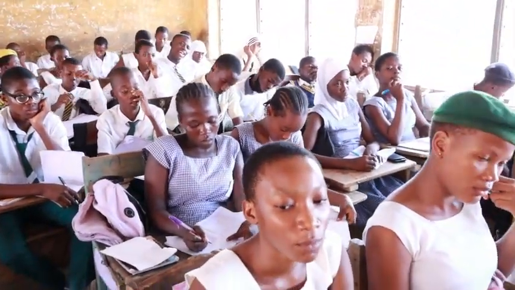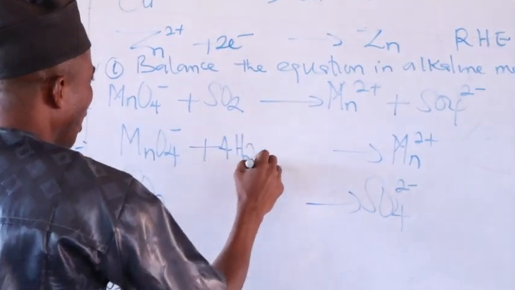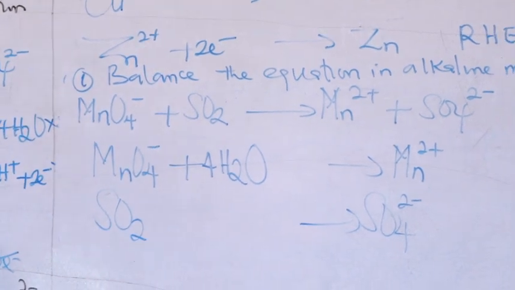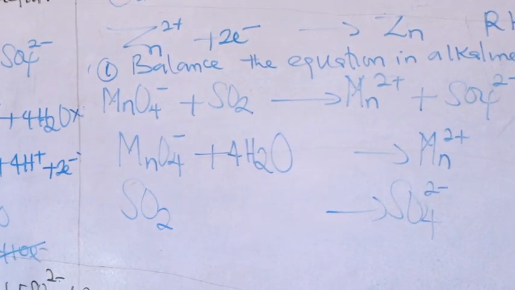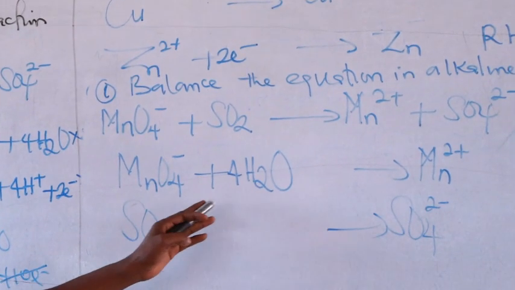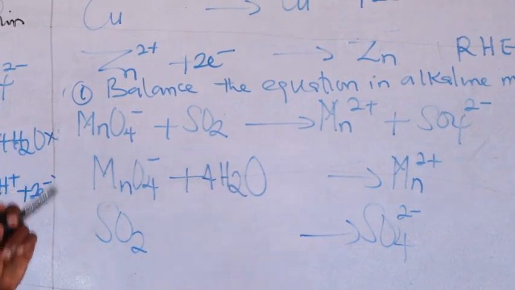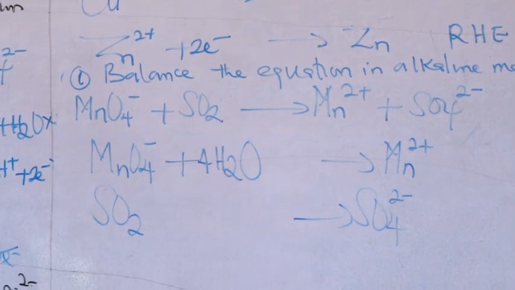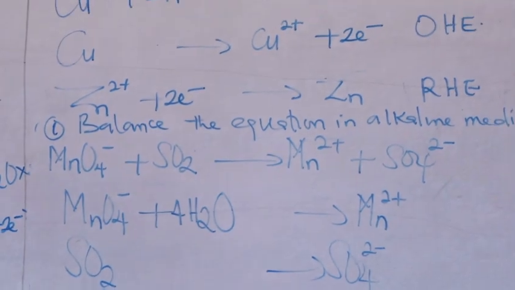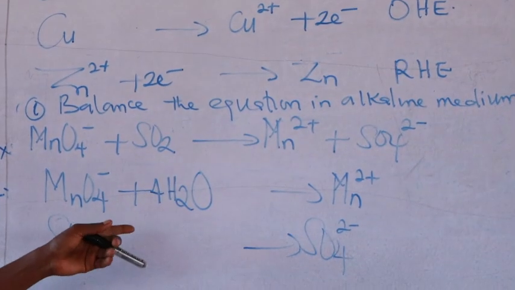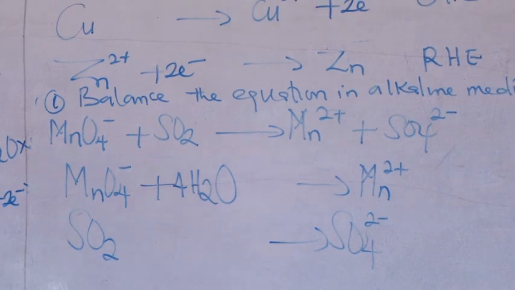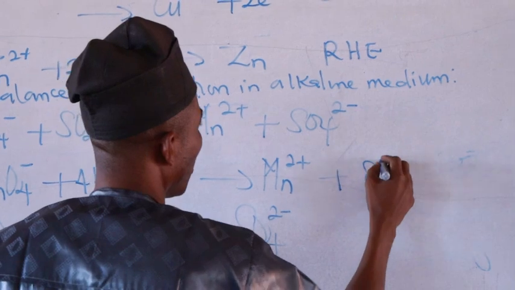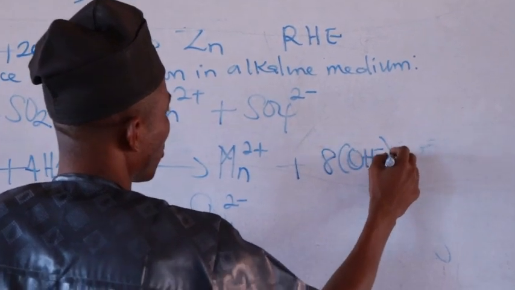Now let us do that. Water molecules here at the left hand side. The 4 water molecules that we have added here have increased the number of oxygen atoms to 8. That means you are going to add 8 hydroxide ions to the right hand side to take care of the total number of hydrogen and oxygen atoms. So you come to this place: plus 8 OH minus.